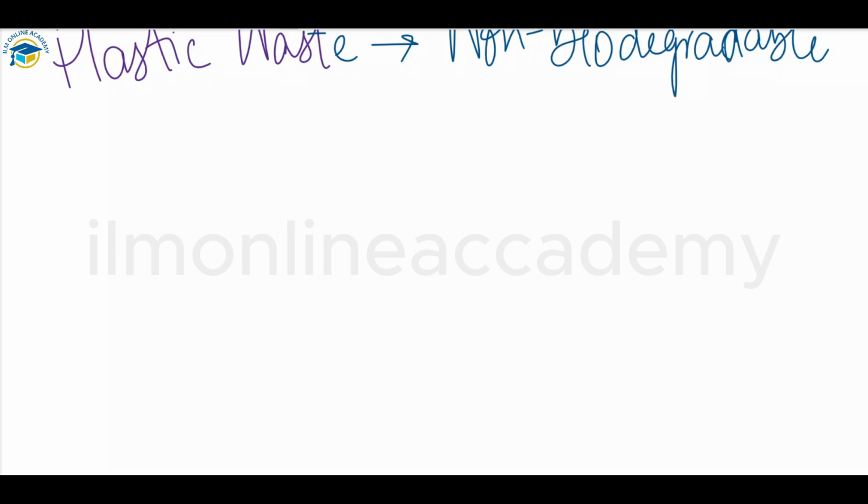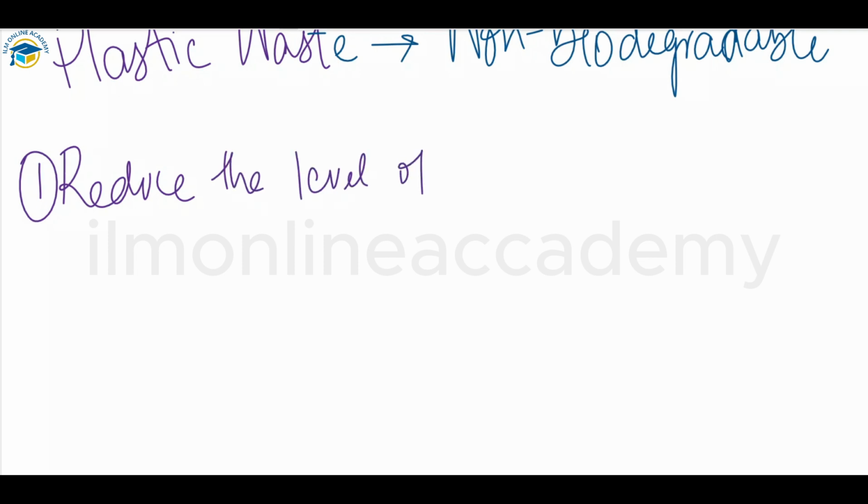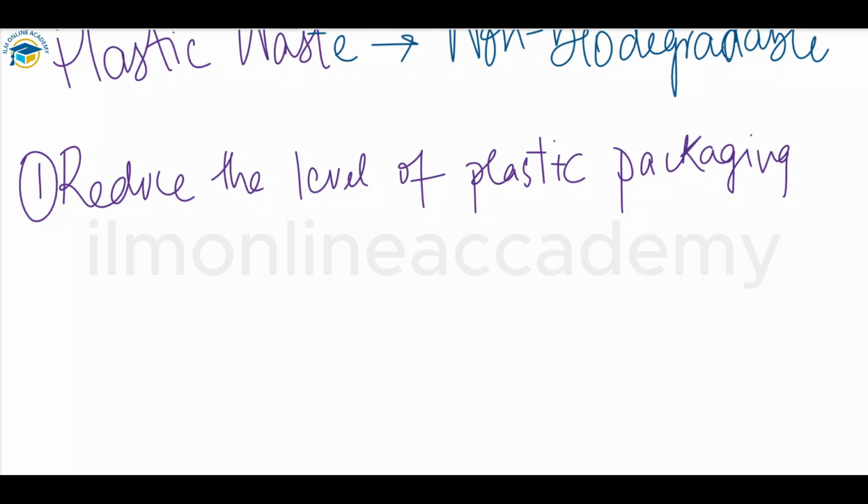So there is a need to adapt our use of these advantageous materials in the following ways. The first one is to reduce the level of plastic, like reduce the level of plastic packaging wherever possible. You have to use some alternative for this one. By reducing them, we can avoid a number of environmental problems. So that is the major concern.